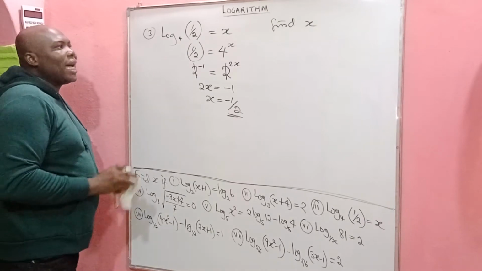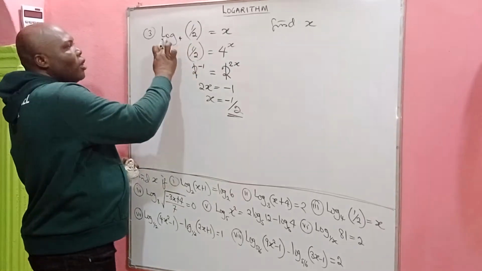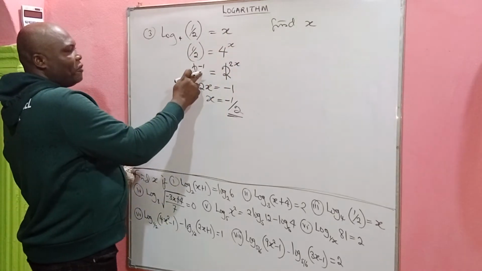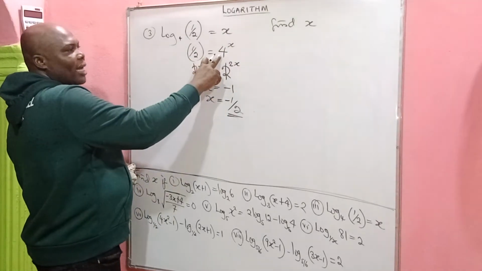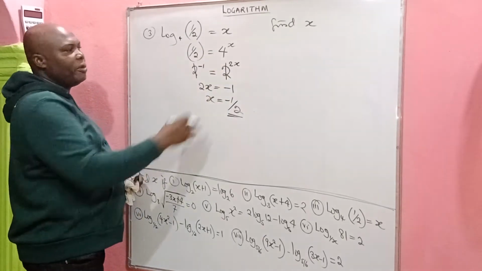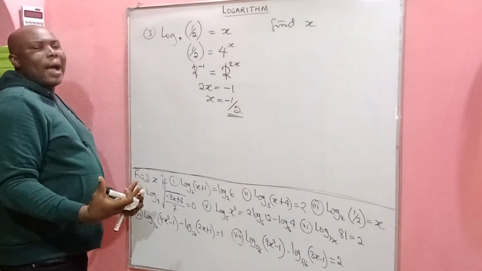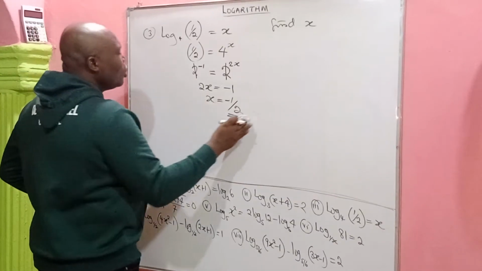So that's how simply we make this half. Log 4 crosses to become 4, and the power goes up as x. Half is 2 raised to the power minus 1, whereas 4 is 2 raised to the power of 2 before the x. The 2s cancel out, so you have 2x is equal to minus 1. You can make x the subject of the formula. So that's the third one.